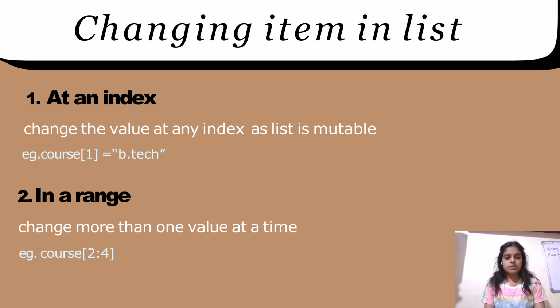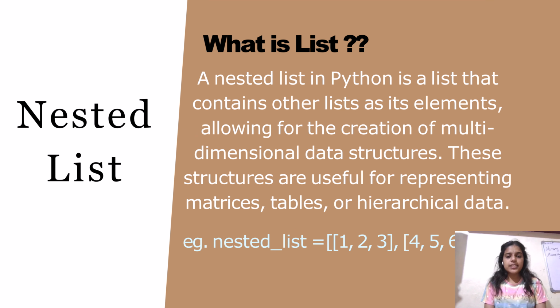You by using the range. Now, then we can see what is a nested list. A nested list in Python is a list inside another list. It allows us to create a multi-dimensional structure like a matrix. It is very helpful in the case of a 2D array. Example, you can see.